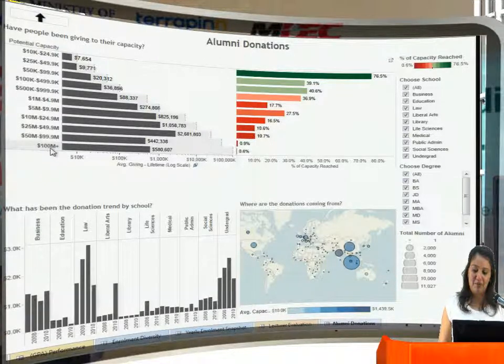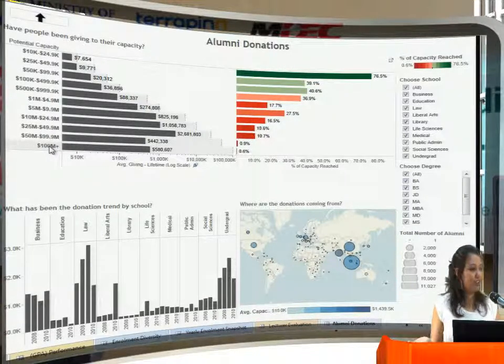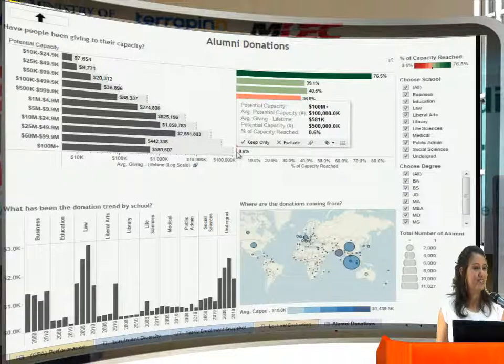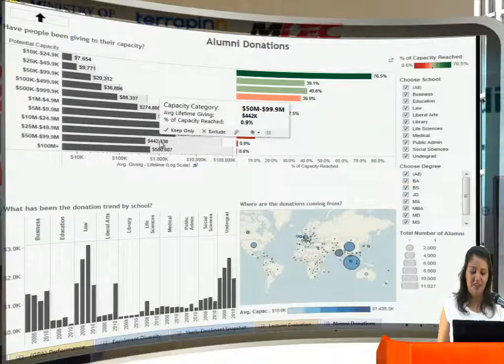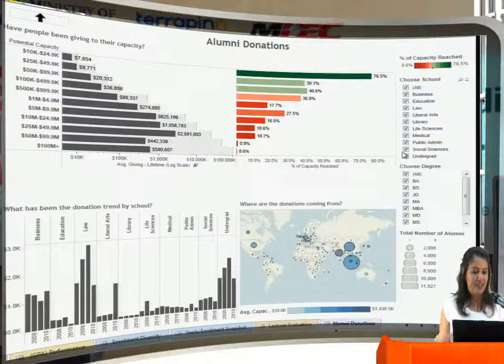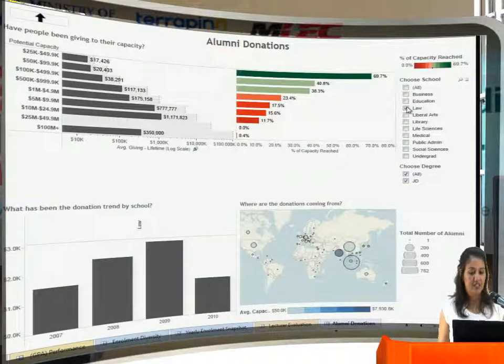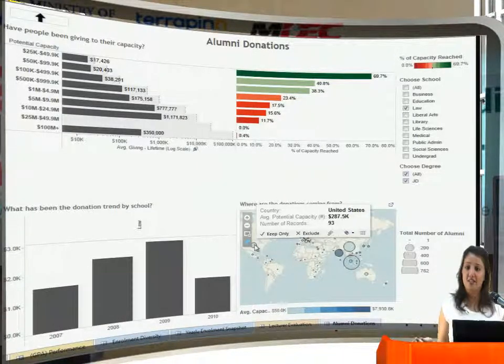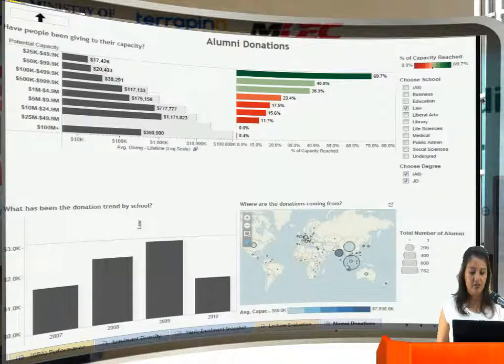So a typical example could be someone with more than $100 million. How much has he donated really to my university? And it looks like it's only 0.6% so far. So there's more percentage capacity that can be reached from this particular alumnus. Of course, there are many other filters down here. You can choose the school that you wish to see, let's say law school. So in the law school, a lot of contribution is coming from Singapore. US is also giving me contributions, etc.